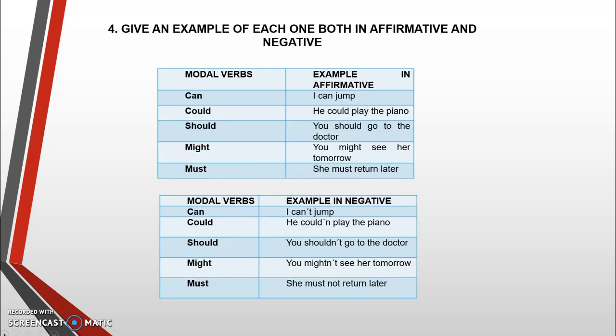Number 4. Give an example of each one, both in affirmative and negative. Modal verb can, example in affirmative: I can jump. Could: He could play the piano. Should: You should go to the doctor. Might: You might see her tomorrow. Must: She must return later.